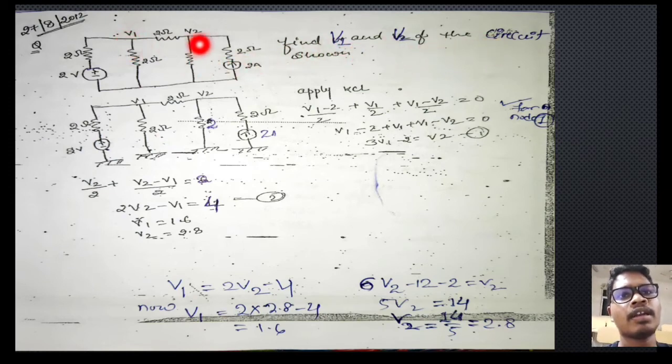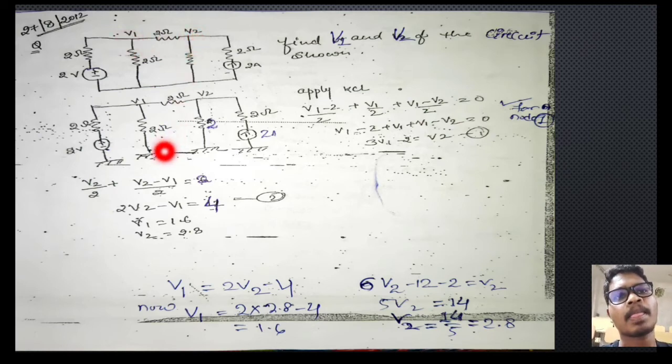This is V1 and this is V2. This is one voltage source with resistance, this is one current source with resistance, this is one resistance, and this is another resistance. Here we are taking this node as our reference node, and V1 and V2 are our non-reference nodes. So apply KCL or KVL equations at nodes V1 and V2.